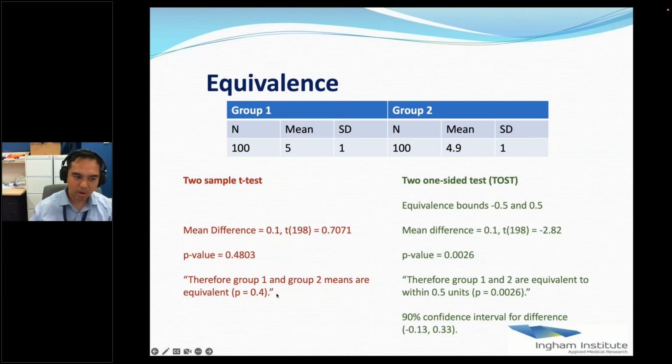I do sometimes find it odd to read statements like those on the left, where you have, therefore, these two things are equivalent with a non-significant p-value. So it feels a bit more natural, I guess, to read the interpretation on the right. And as you can see, I've also calculated the 90% confidence interval for the difference. You can see that this interval stays within the boundaries of my equivalence bounds of -0.5 to 0.5. And you can also conclude from that that these two groups are equivalent.